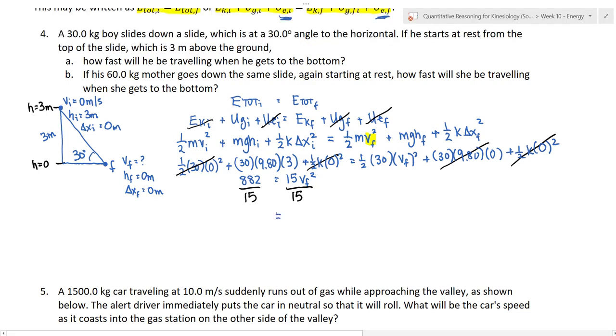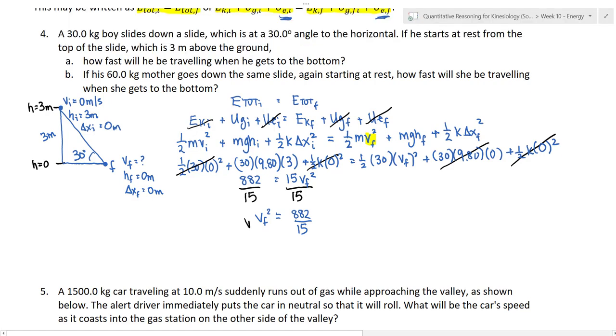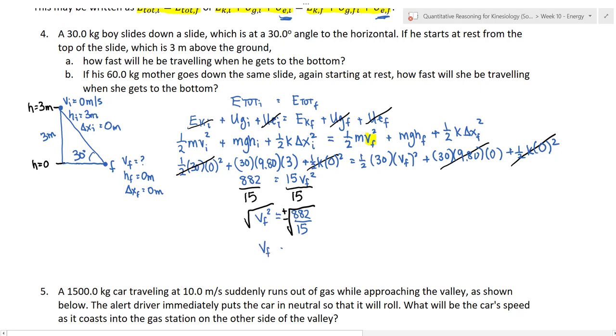And I get V final squared is equal to 882 divided by 15, and then I'll square root both sides, with a plus or minus. And I get V final is equal to, I'm just going to type this on my calculator, the square root of 882 divided by 15, which is 7.668 or 7.67 meters per second. It's asking me how fast will he be moving.